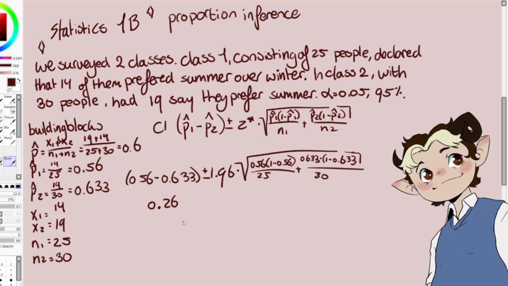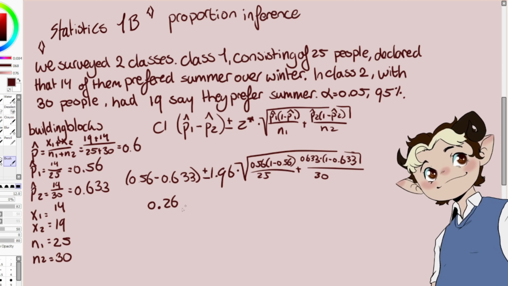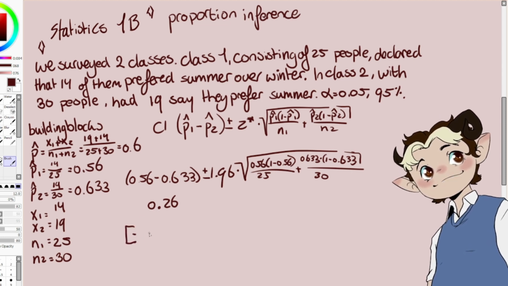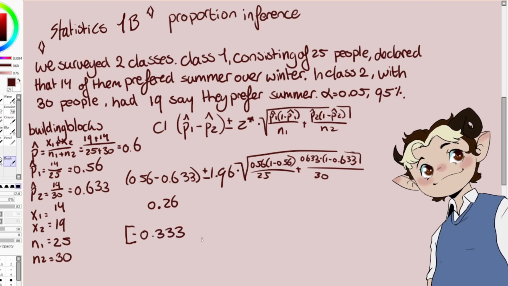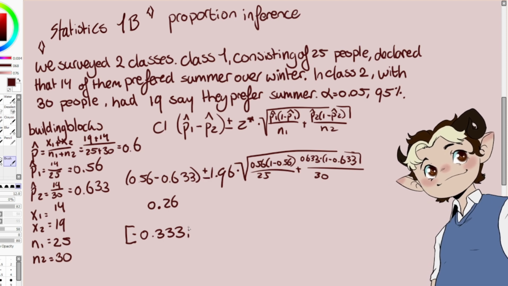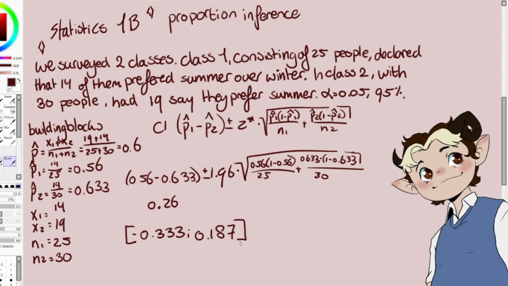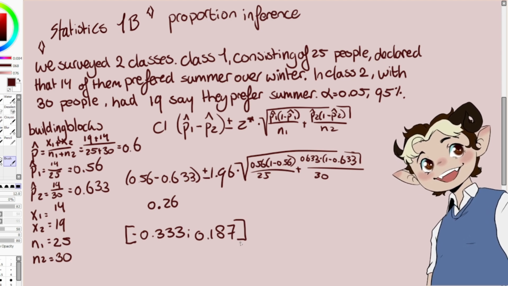There we go. So our interval will fall between 0.333 and 0.187. So that's our interval. That is the only difference between the two.